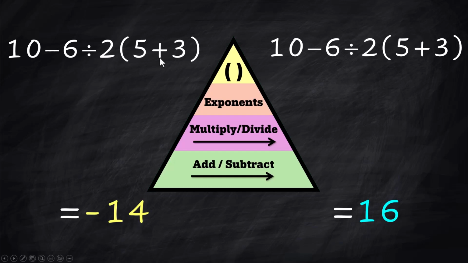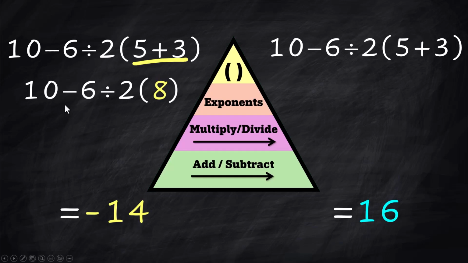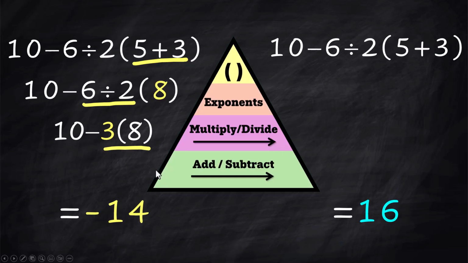On this first one, if you started by adding 5 plus 3, you'd get 10 minus 6 divided by 2 times 8. Then they did the 6 divided by 2 and got 10 minus 3 times 8. Then they did the 3 times 8, got 10 minus 24, and that's how they got -14.